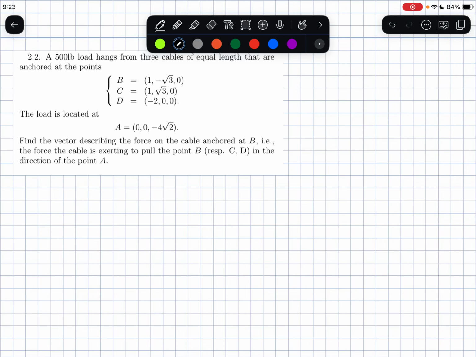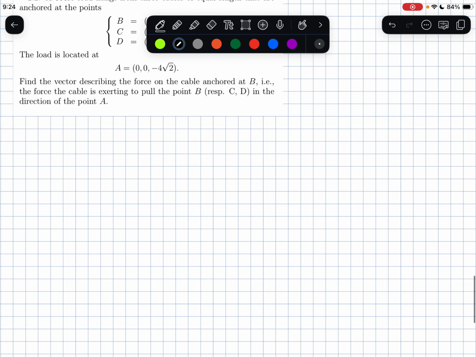A 500-pound load hangs from 3 cables of equal length that are anchored at the points B, C, and D. The load is located at A. Find the 3 vectors describing the force on the cable anchored at B. The force the cable is exerting to pull the points B, C, and D in the direction of the point A. Okay, so here's a picture we have.